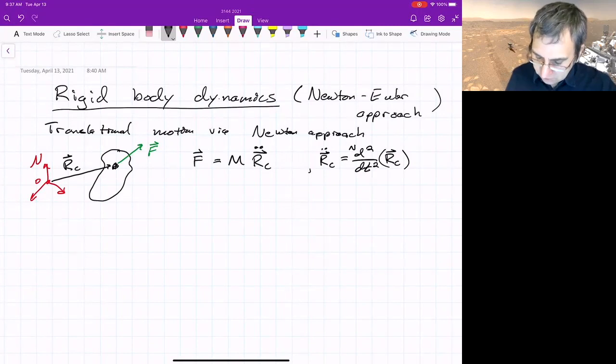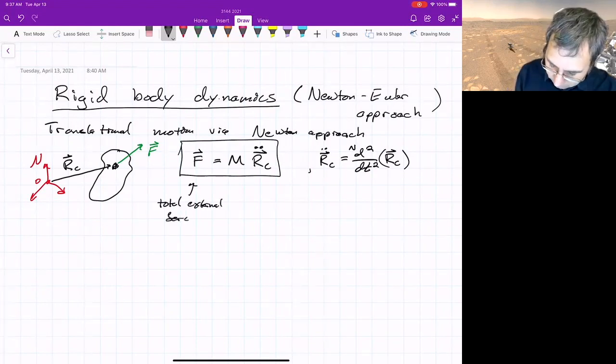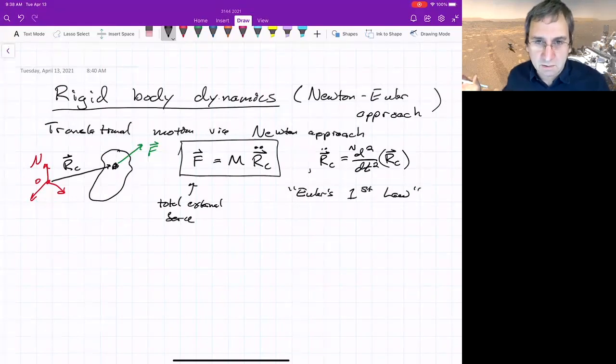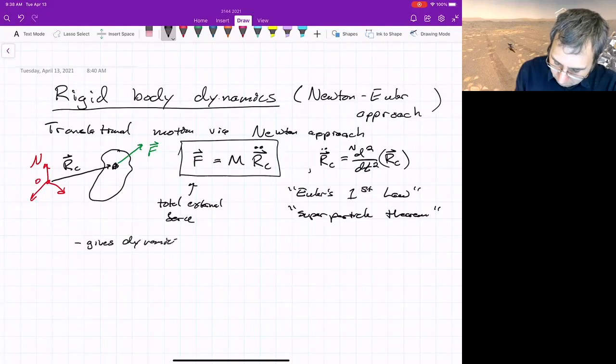So this is sometimes called, we called it before, the super particle theorem. Some people have even called it Newton's law, but it's kind of derived from Newton's law. It looks exactly like Newton's law, but it's not exactly the same. Total external force over here. Some people have even gone so far as to call it Euler's first law, but that might confuse you. Just think of it as Newton's law, and if anybody asks for details, you could look them up. So this gives the dynamics of the center of mass.